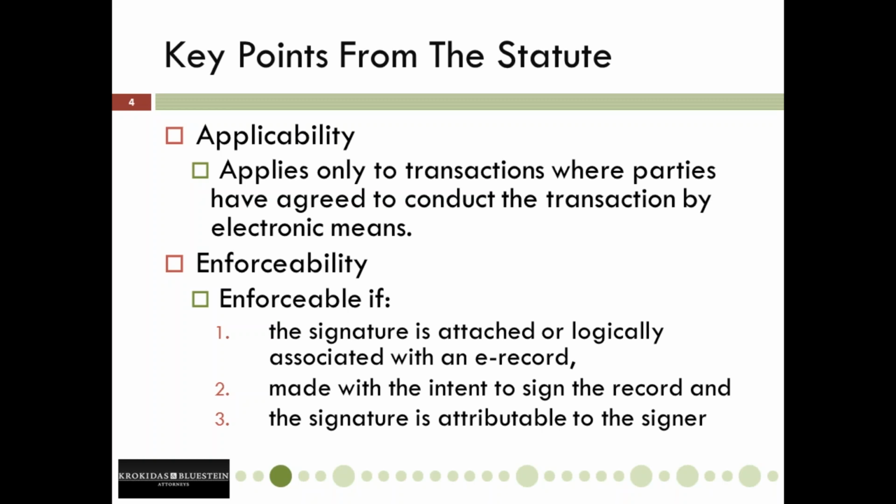Again, it can be determined by the context and surrounding circumstances at the time of creation, execution, or adoption, including the parties' agreement. So having good language in the document is helpful. And the statute doesn't go into detail regarding whether the signature of one person can be attributed to another. Those usual considerations regarding authority apply. So again, depending on those security procedures applicable, the context and circumstances, the parties' agreement, and otherwise it's provided by law.